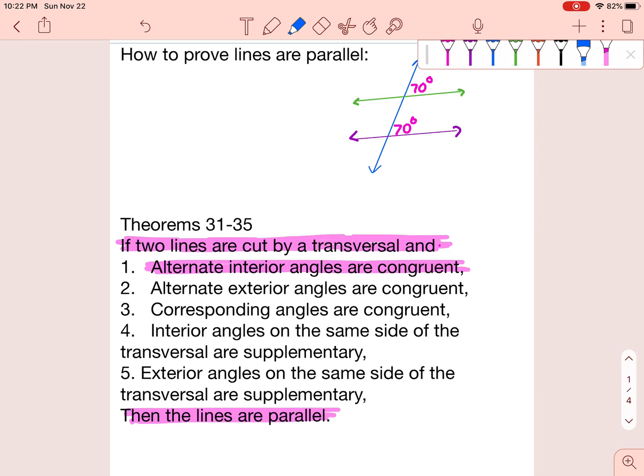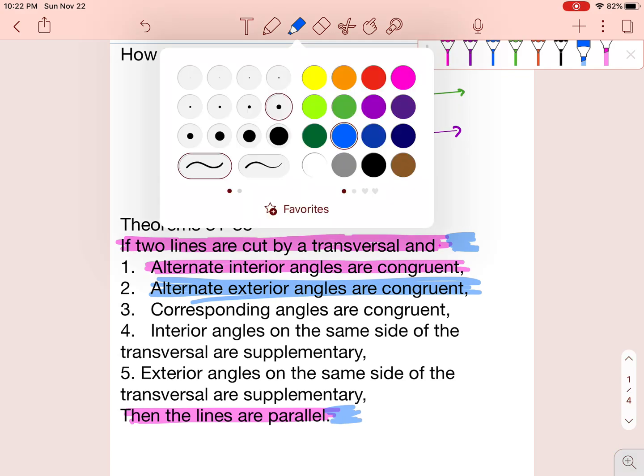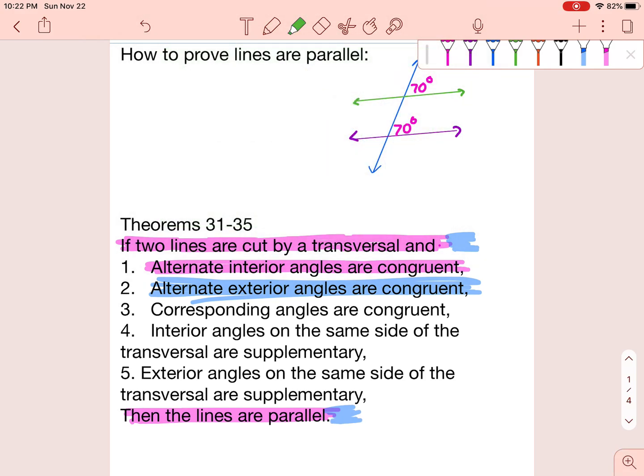Next one, if 2 lines are cut by a transversal and alternate exterior angles are congruent, right here, then the lines are parallel. Okay, so you can see where I'm going with this. I was just lazy to type everything out. If 2 lines are cut by a transversal, I'm doing green now. If 2 lines are cut by a transversal and corresponding angles are congruent, then the lines are parallel.